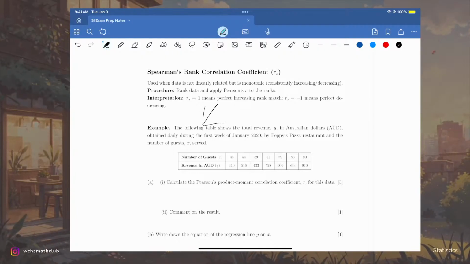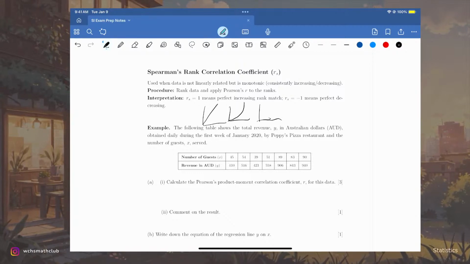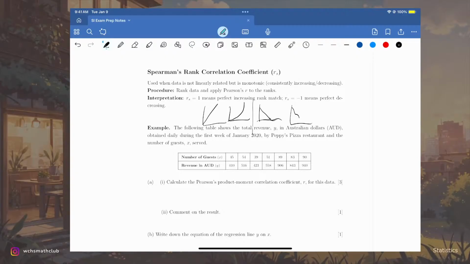So it may look like either this, or it could also look like this. And then -1 would mean it's always decreasing. So it may be linear like that, or it may be not linear but still always decreasing.